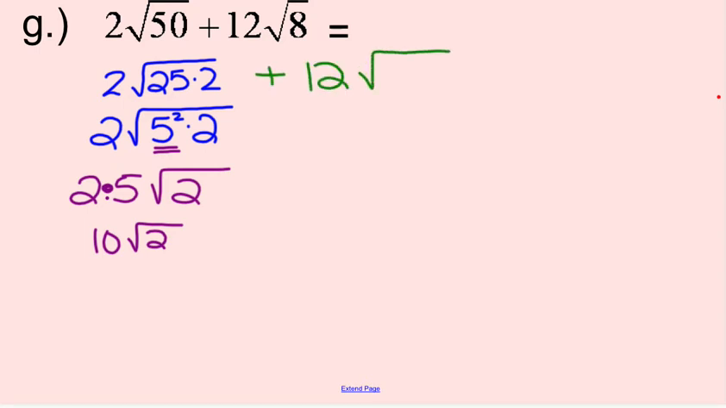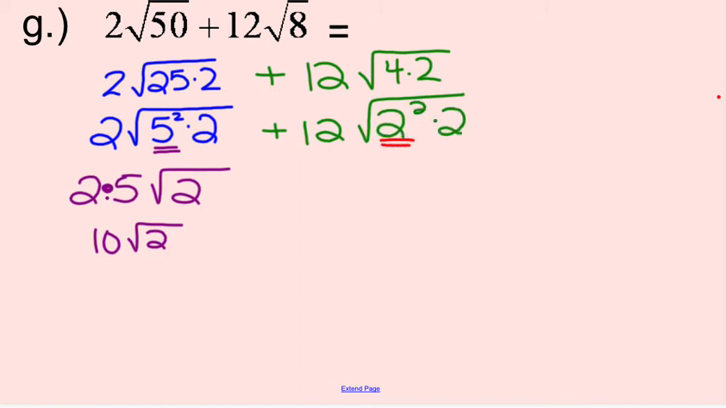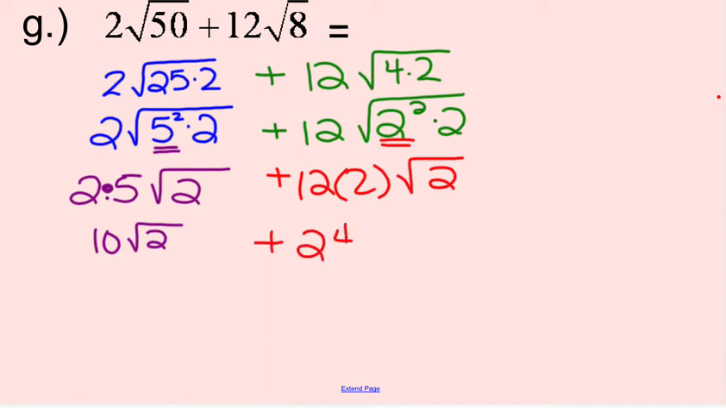All right, heading over to the other radical. I'm going to break down 8 as 4 times 2. And then 4 can be rewritten as 2 squared. So what pops out is this 2. So I have 12 times 2, and then a leftover of 2. 12 times 2 is 24, square roots of 2.